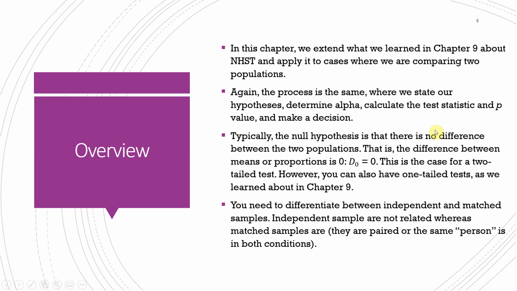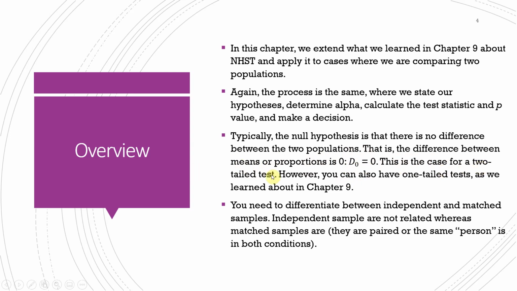We state our hypotheses, we determine alpha, we calculate the test statistic and the p-value, and then we make a decision on whether to reject the null or not. Typically the null hypothesis, remember, says that there's no difference. So when we have two populations, we're saying there's no difference between the two populations. If we're looking at means, for example, the difference between the two population means is 0. So it looks like this. This would be the null, that the difference is 0.